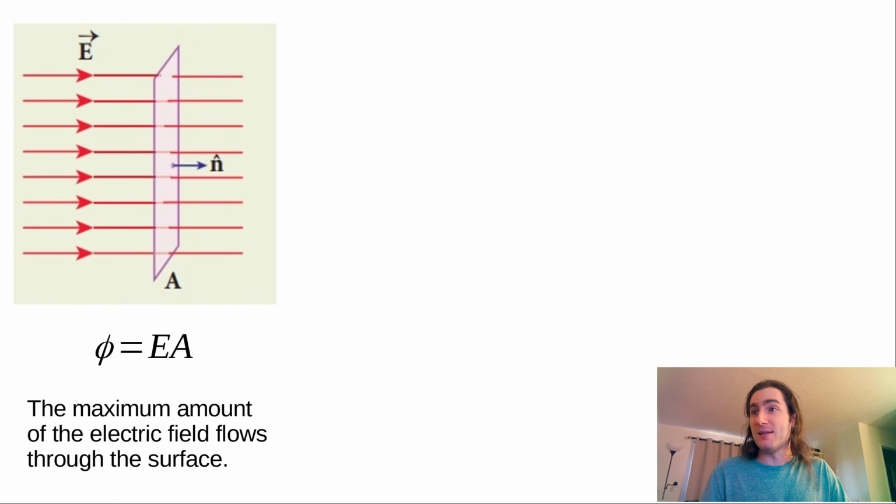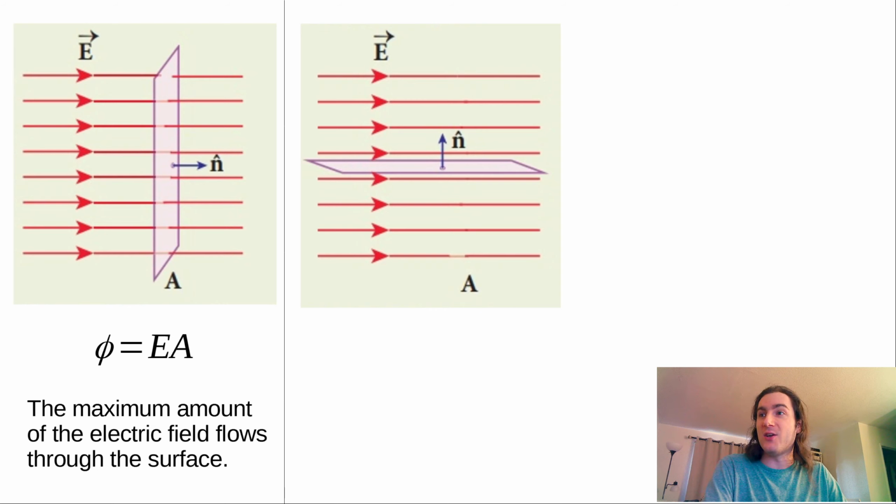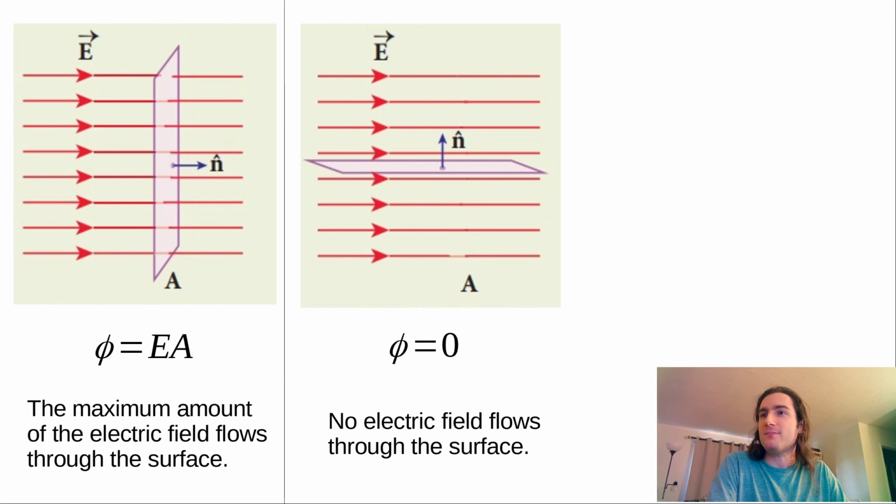Now this is the maximum amount of electric field that flows through this rectangular surface here. If we were to rotate that surface 90 degrees so that the normal vector is perpendicular to the electric field, well then we can clearly reason out that there's no electric field penetrating that surface, right? And so we could conclude that the electric flux is zero simply by looking at the picture. But if you want to think in terms of the dot product here, the dot product between two perpendicular vectors is always zero, and so no electric field flows through the surface in this case.